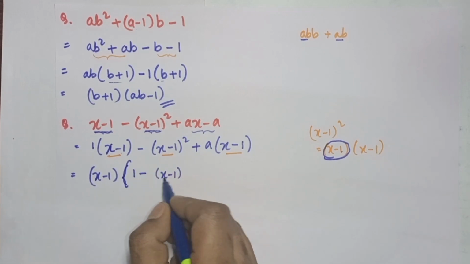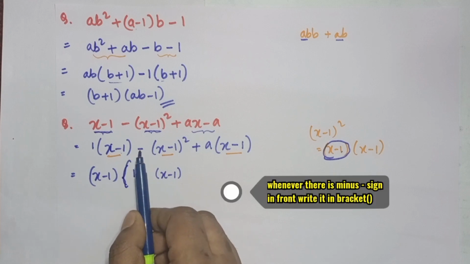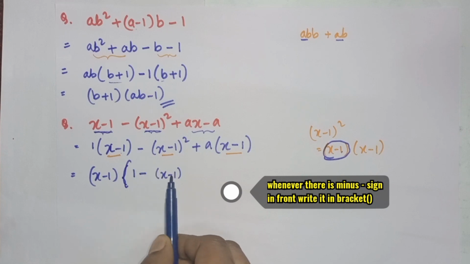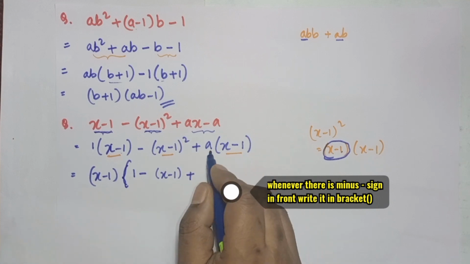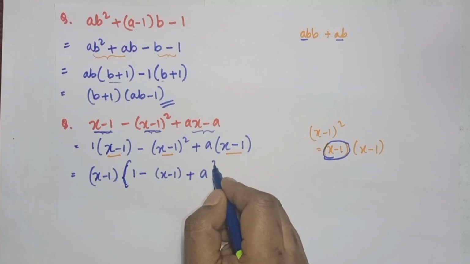Since I am using curly bracket, I'll make this a curly bracket. Why do we have to write this in bracket? Because outside there is minus. Many students make mistakes. Whenever there is minus, always try to write in bracket, as this will reduce your mistakes. Understood? Now plus, what we have is a. Since it is plus, no need to write in bracket. Hope you are clear with this.